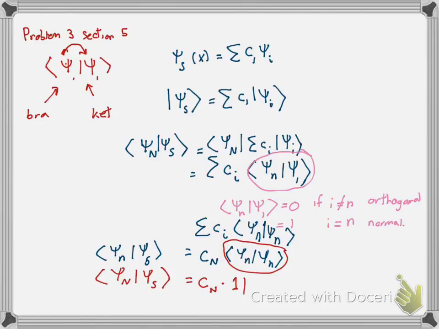And this is exactly what we were looking for. If you want to find the coefficient on some individual wave function in this kind of superposition, this psi sub n, you left multiply it with the sum of all of the wave functions, right? Psi sub s was just this sum, and that will give you the coefficient.